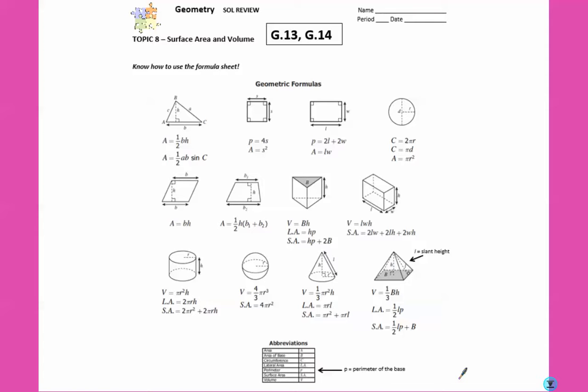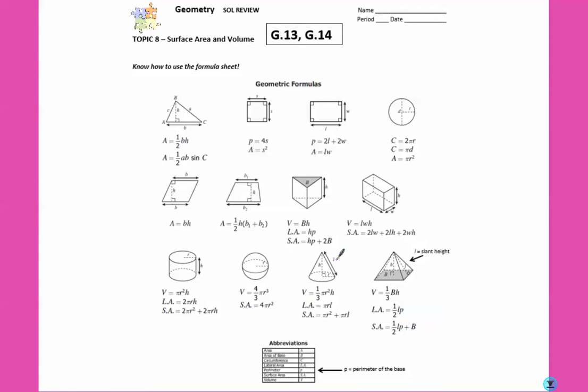All right, topic 8, surface area and volume. So here is a picture of your formula sheet. You've seen this before. A couple reminders. You have this abbreviation chart down here that if you're not sure what one of the letters stands for, it's probably down in the abbreviation chart or it shows you in the picture.